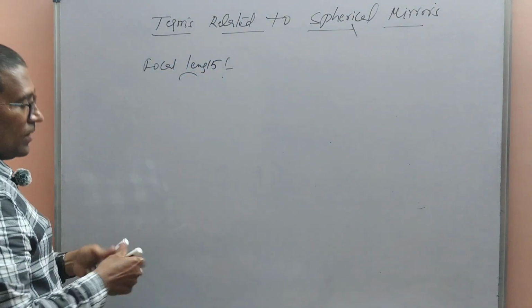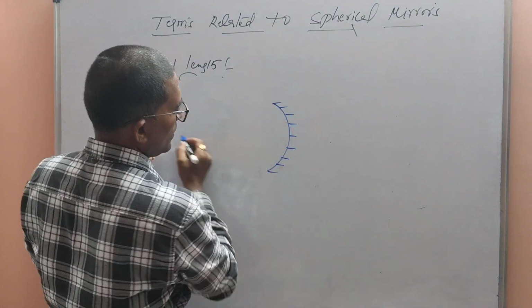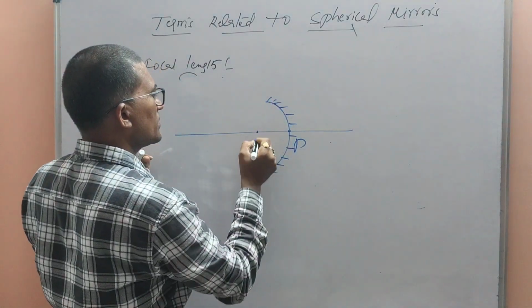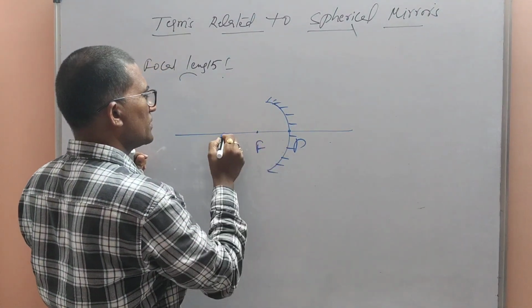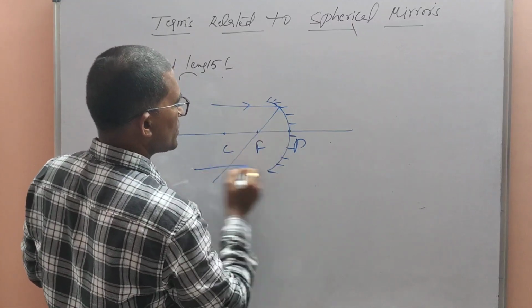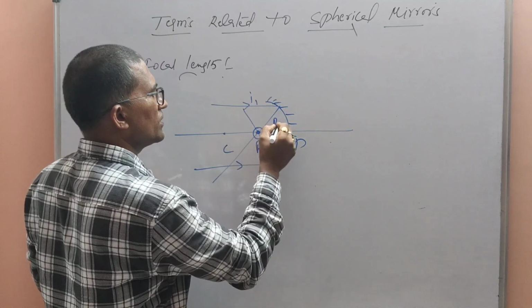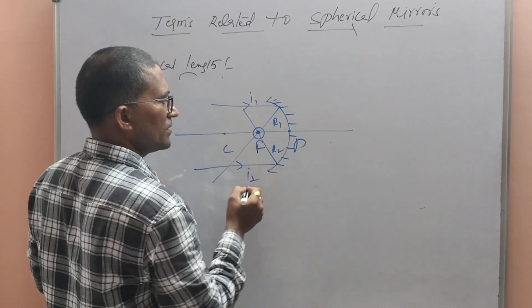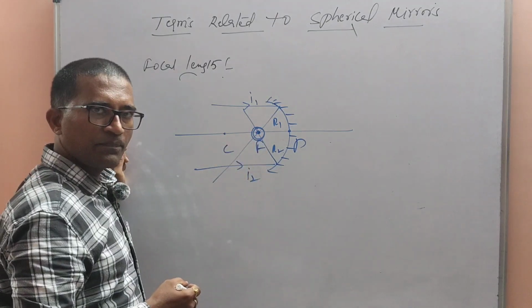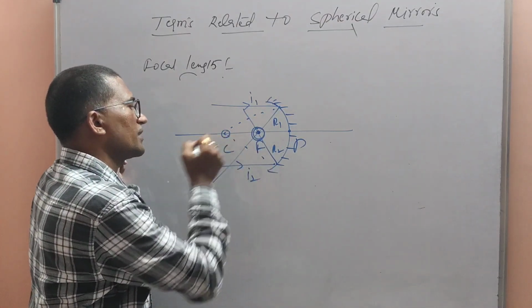Focal length. Now this is a concave mirror, and as usual this is the pole. This is what I told already, the focus. This is the center of curvature. This is incident ray and reflected ray. This is I1, this is R1, this is I2 and this is R2. The reflected rays are going to converge at this particular point. It is what is called the focus. And the normal lines are going to meet at this particular point. This is what is called the center of curvature.